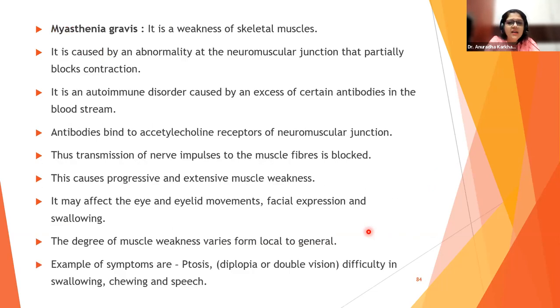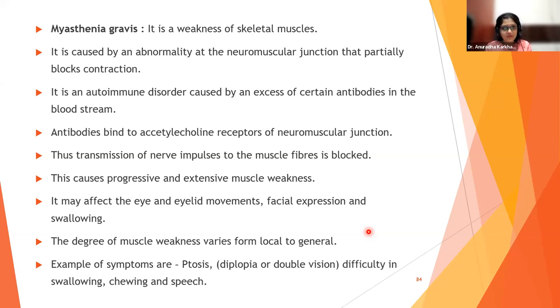Second is myasthenia gravis. That is also a muscular disorder. It is the weakness of the skeletal muscles. It is caused by an abnormality at the neuromuscular junction that partially blocks contraction. See, even that was weakening of the muscles, even this is weakening of the muscles. But that is going to be associated with what? Genetic disorder. This is going to be associated with what?